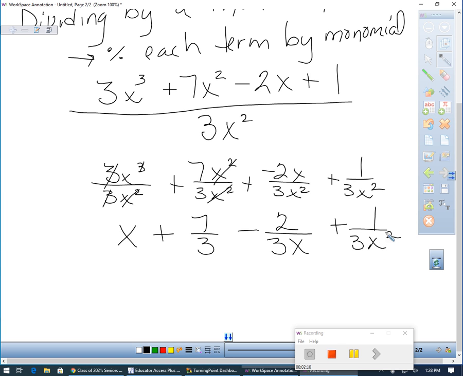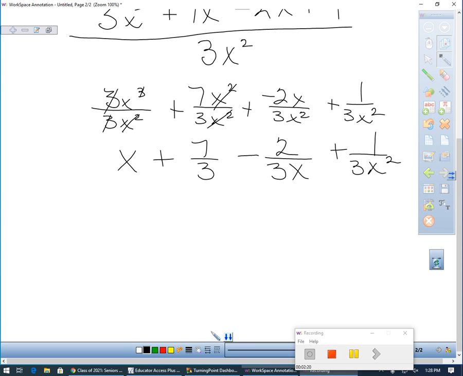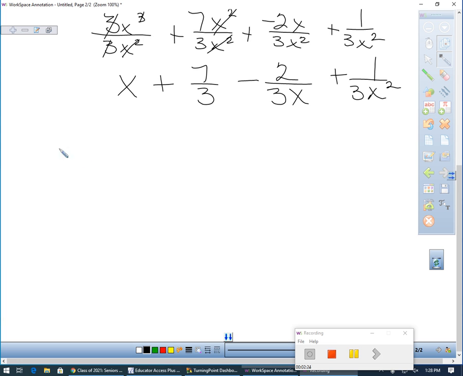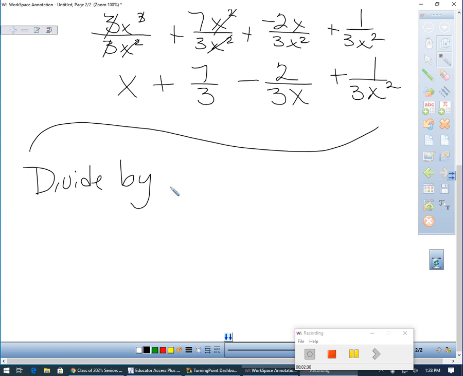Okay, so if we're dividing by a single monomial, we can do that. We can split it up. However, today is much more fun than that. That would be your answer, yes. Okay, today we're going to divide by binomials and trinomials.